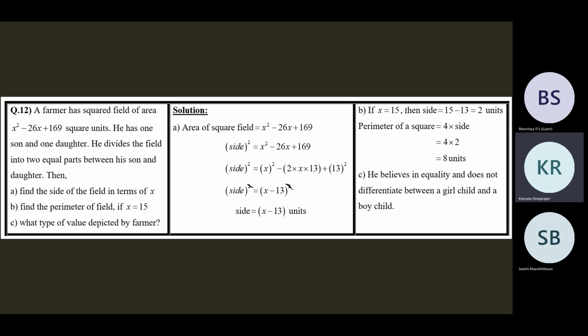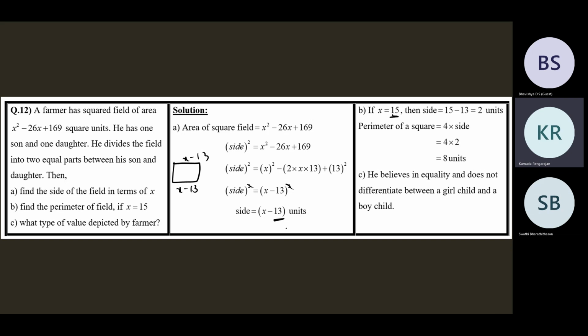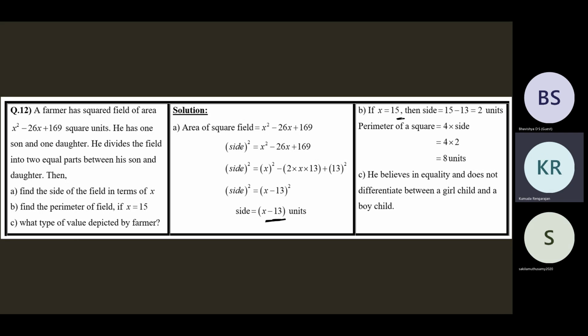So if x is equal to 15, what is the side? The side of the square field is x minus 13 units. Sorry, not square units, x minus 13 units. It's given x is 15. If x is 15, then what will be the side? X minus 13, so 15 minus 13. The side of the square is x minus 13. If x is 15, then the side will be 15 minus 13, 2 units.